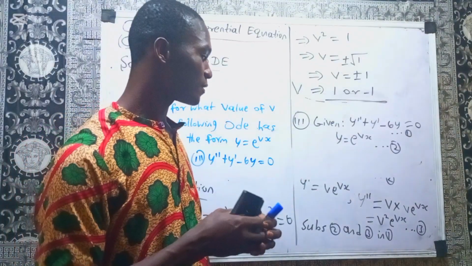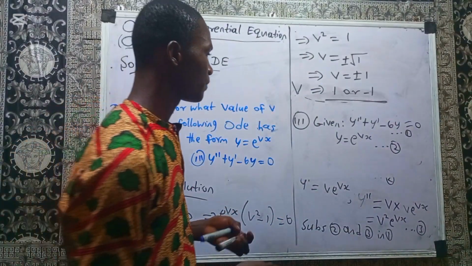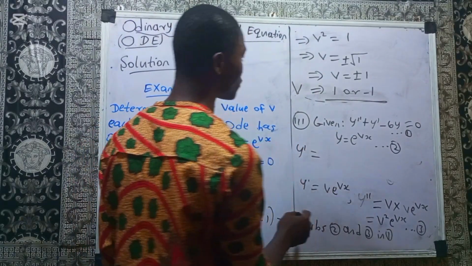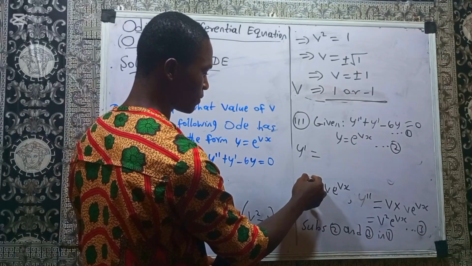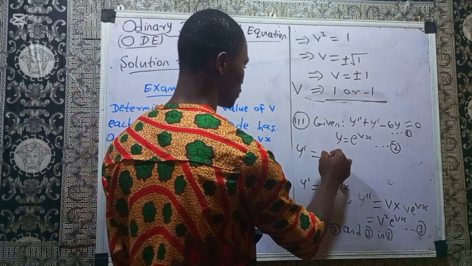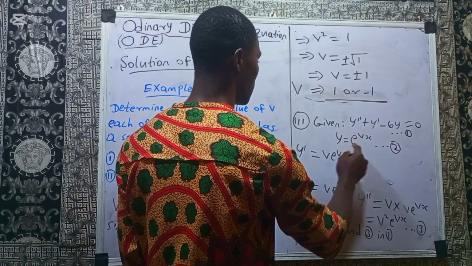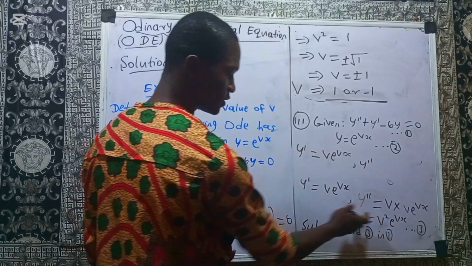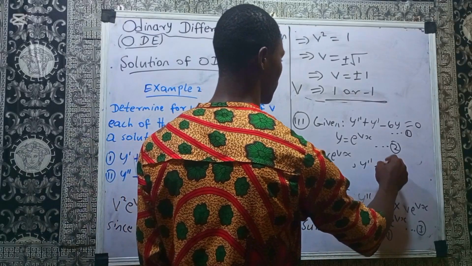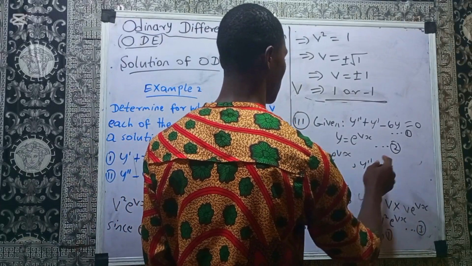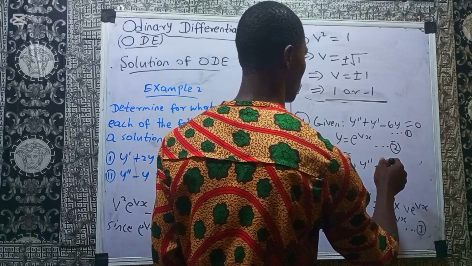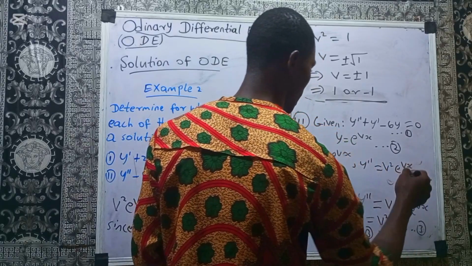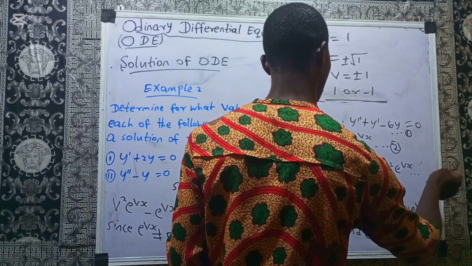So the values of v, we are just looking for the values of v. We can say y prime will be equal to what? We have gotten y prime before. You can see it here. It gave us v exponential vx. And y prime prime, we have already solved it before. See the answer here. It gave us v squared exponential vx.